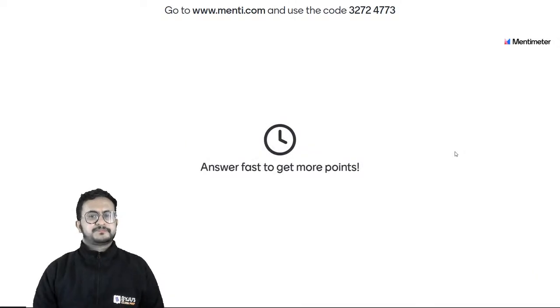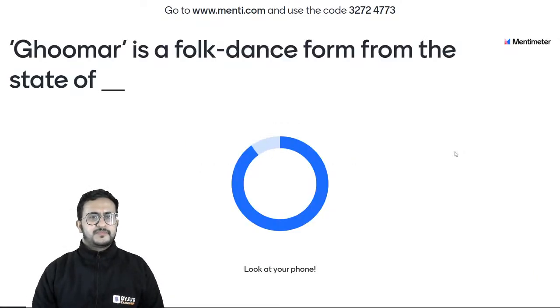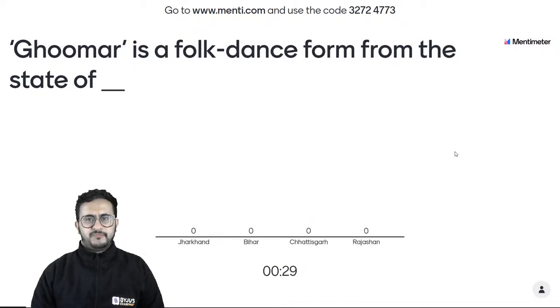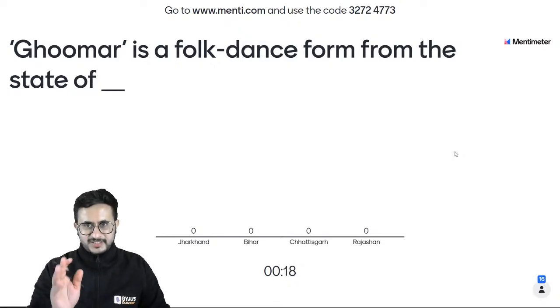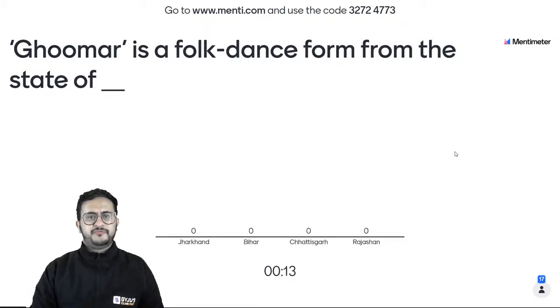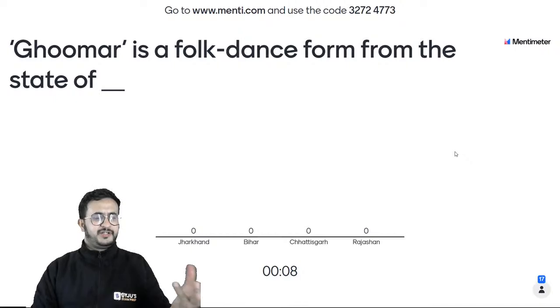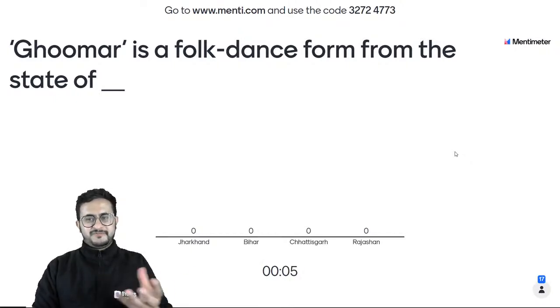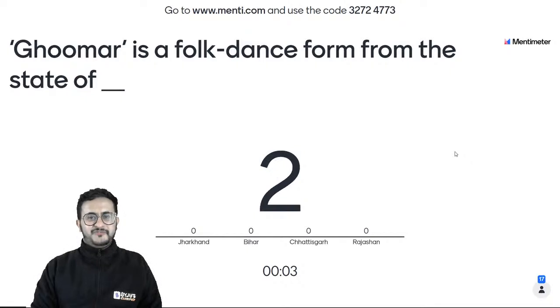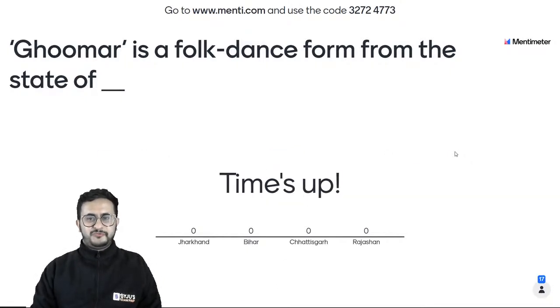Question number 3. Ghumar is a folk dance from the state of Jharkhand, Bihar, Chhattisgarh, Rajasthan. There's a typo there. It should be Rajasthan, the name is missing. Ghumar is the dance form of which state? The folk dance. You must have heard that song also, Ghumar. Maybe this one might be the easiest question for most of you. Let's see if all of you answer it correctly.